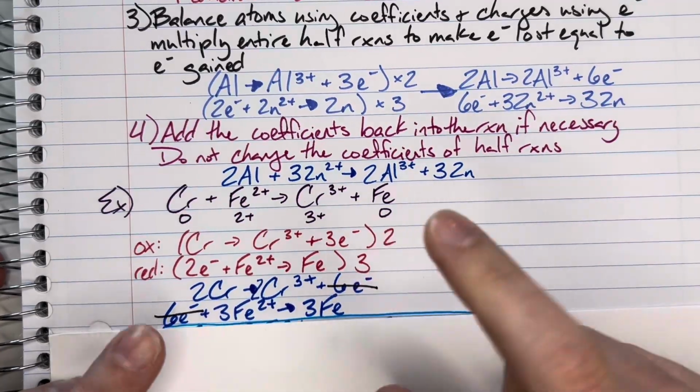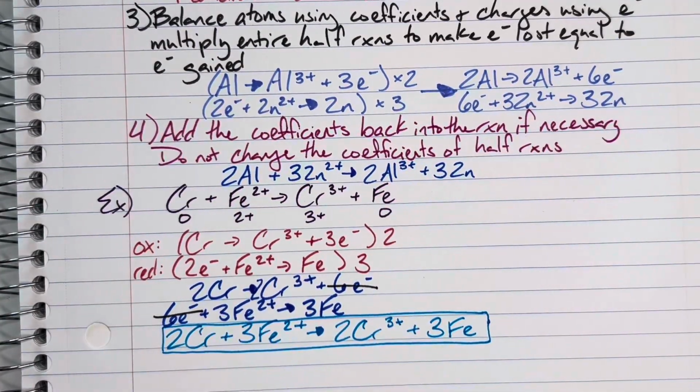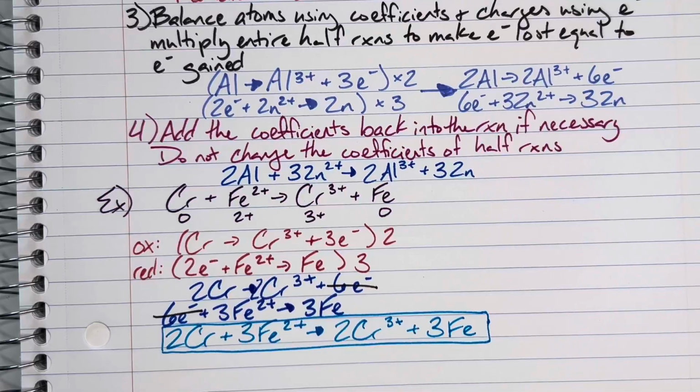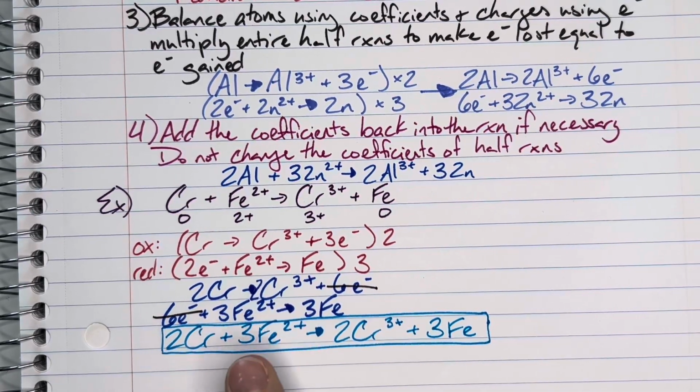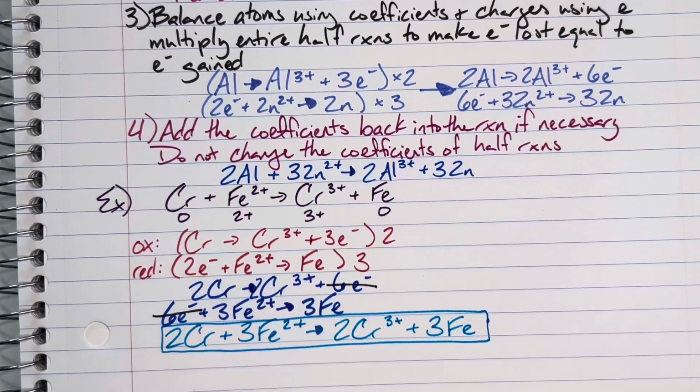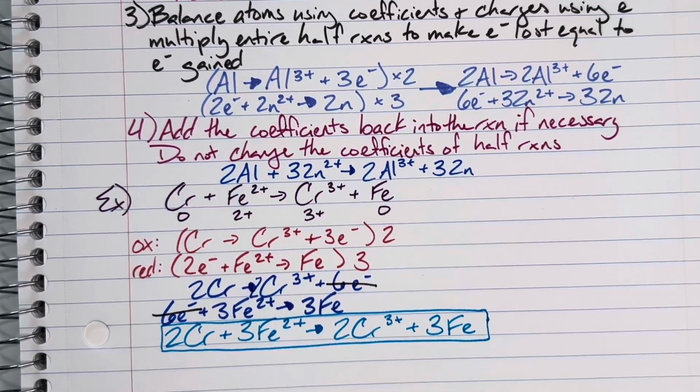They are then going to cancel as I collapse down, and my final balanced redox reaction is going to be 2 chromiums reacting with 3 iron 2 ions, producing 2 chromium 3 ions and 3 solid irons.